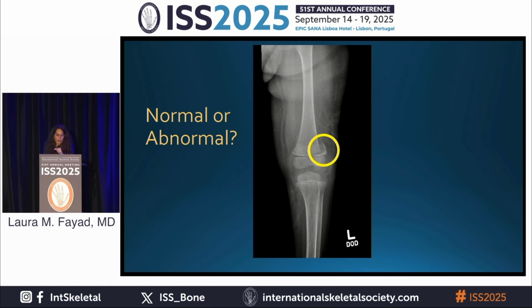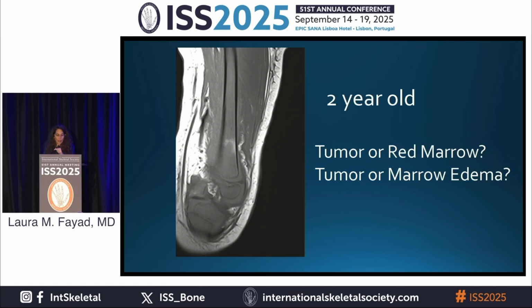So here we have a 2-year-old, has a fracture, and we get this MRI, and the question is what's going on in this marrow? Could there be tumor here? Is it really dense red marrow for some reason? Could there be just marrow edema that's really extensive around this fracture?